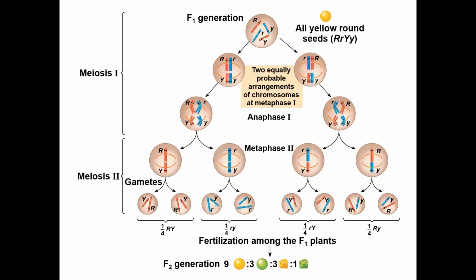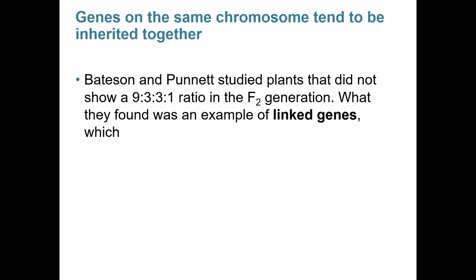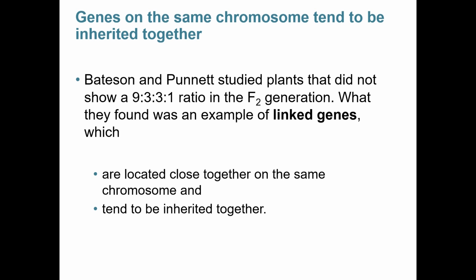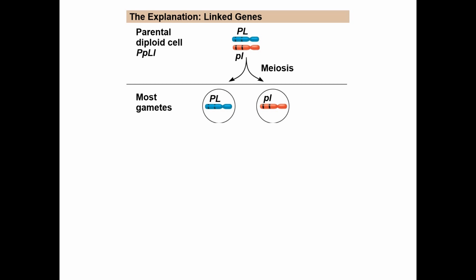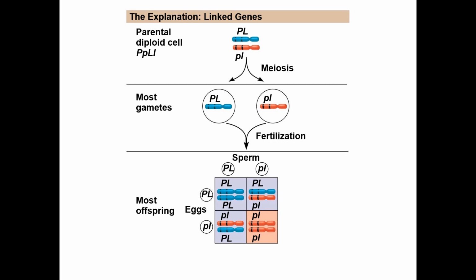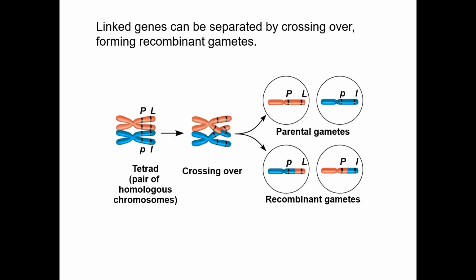There are, however, of course, examples. Sometimes we don't see a 9 to 3 to 3 to 1 ratio, and this happens when genes are linked. Linked genes means that the genes exist on the same chromosome and that they tend to be inherited together. For example, if genes are located on the same chromosome, when meiosis occurs, they will still end up being together. This means that instead of seeing the 9 to 3 to 3 to 1 ratio that you would expect from this dihybrid cross, you will instead see a 3 to 1 ratio, which looks an awful lot like the way a single gene behaves. The exception to this is when crossing over occurs.